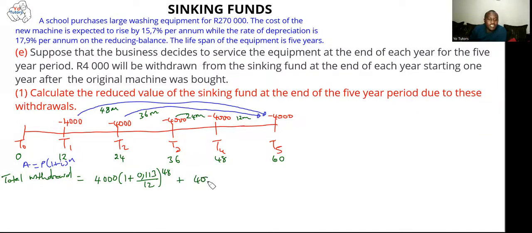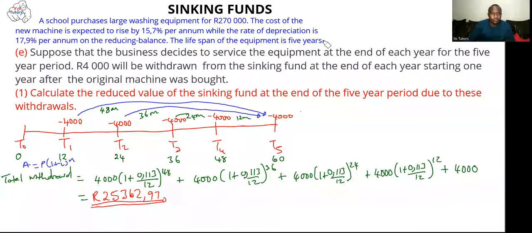It's 4,000 times 1 plus 0.113 over 12 to the power of 36. Okay, it goes on like that. Let's see when it's done. Okay, so this is what we get. If we are to add everything there, this is what we get. We're going to get 25,362.97. So what do we do now?